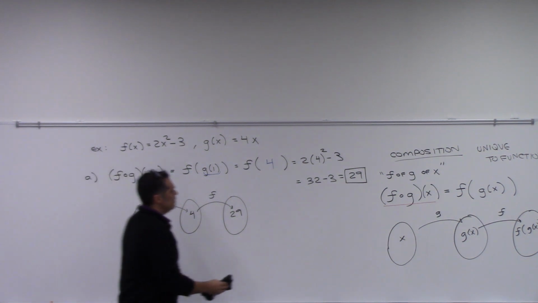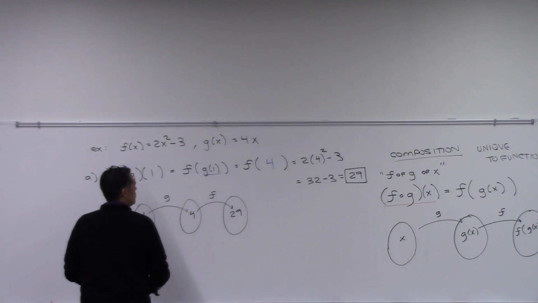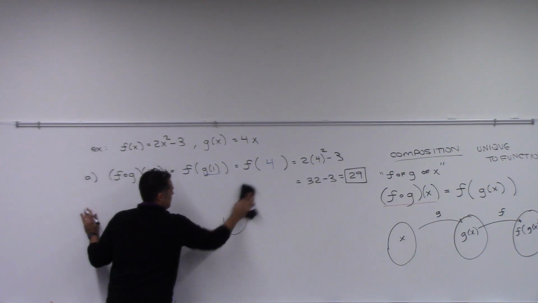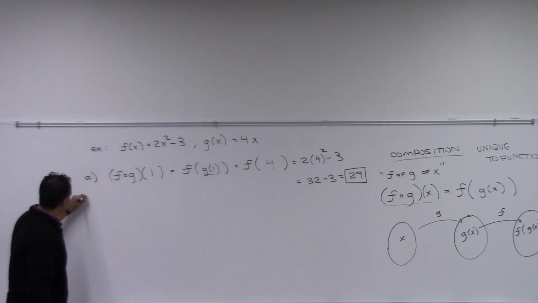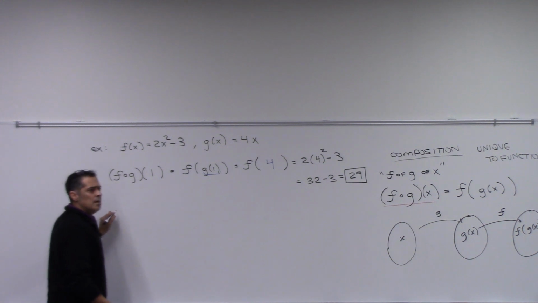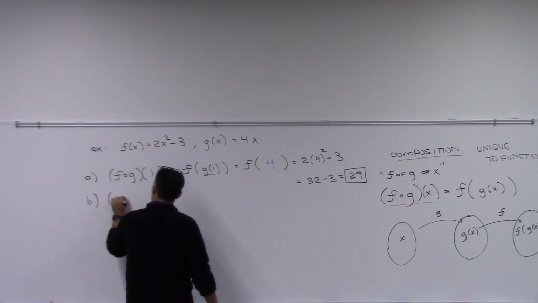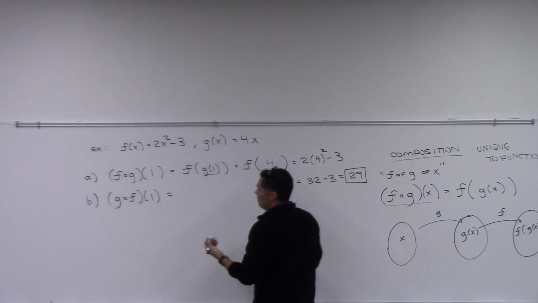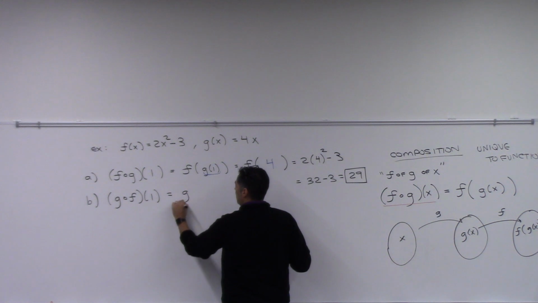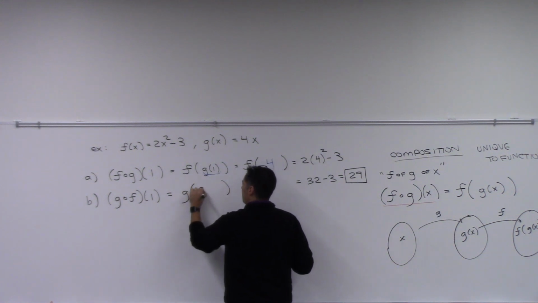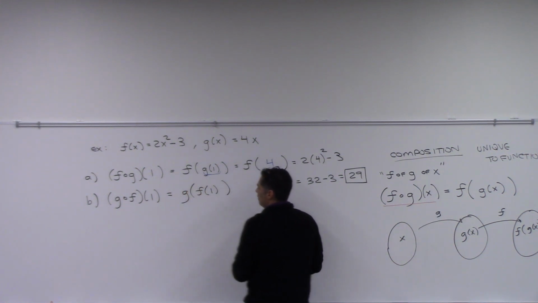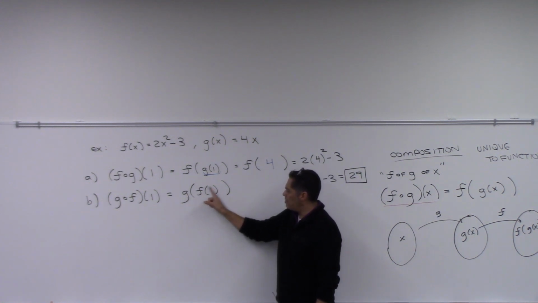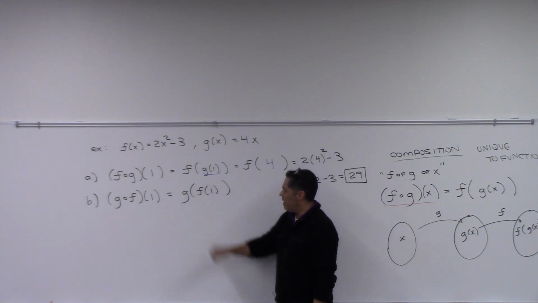I'm going to leave this up here. I don't want to erase that, but then I don't want to erase this. Let me erase this part. Okay, so for part B, I'm going to do G of F of 1. First of all, what does that mean? It means G, but inside of G goes F, and inside of F goes 1. G is going to be getting whatever happens here. So 1 goes into F first, and then G is on the outside.